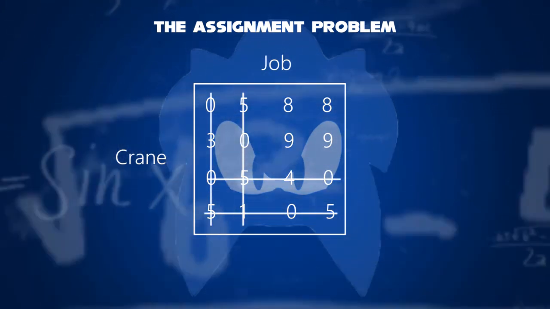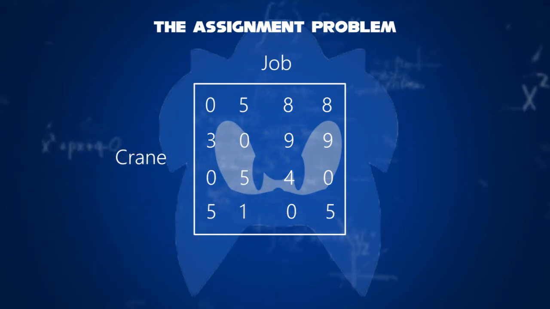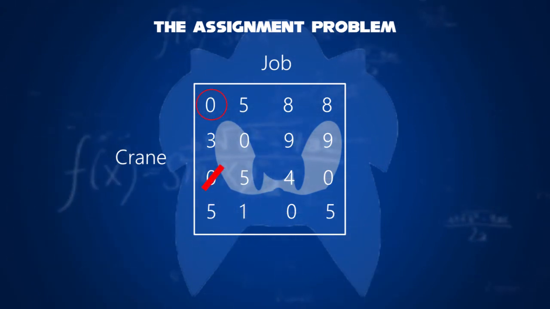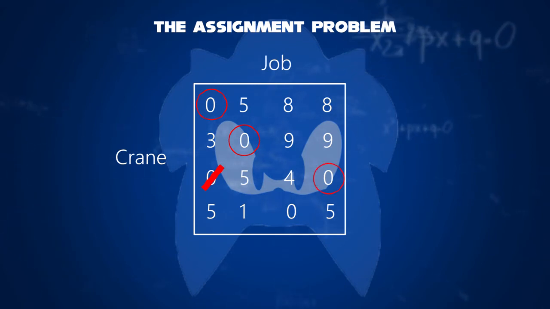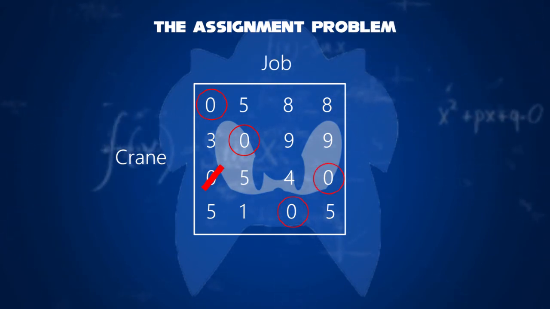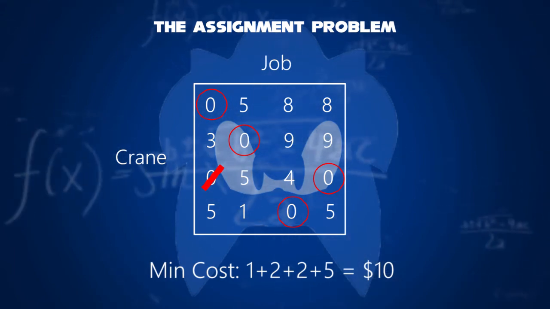Each row and column must have a single zero that has to be selected. If there are some extra zeros found, just strike them off. We find that crane A belongs to the first job, crane B for the second job, crane C for the fourth job, and crane D for the third job. Hence, the minimum cost obtained is $10.